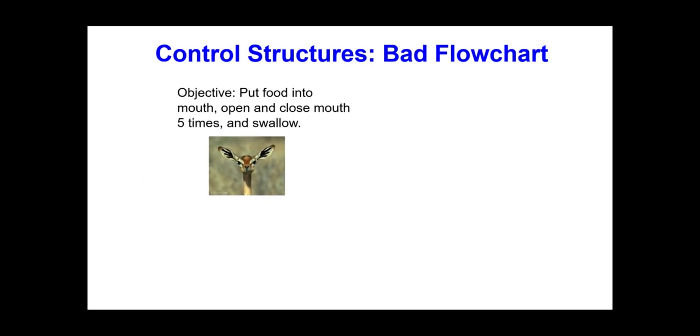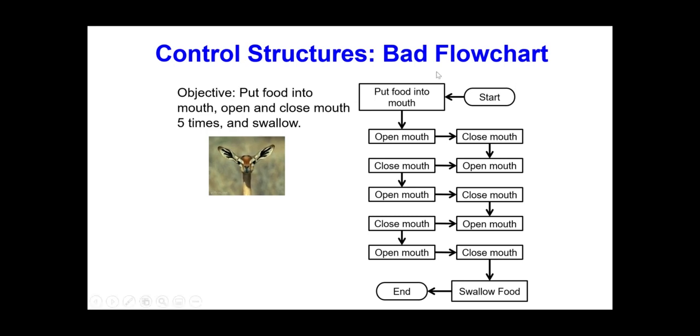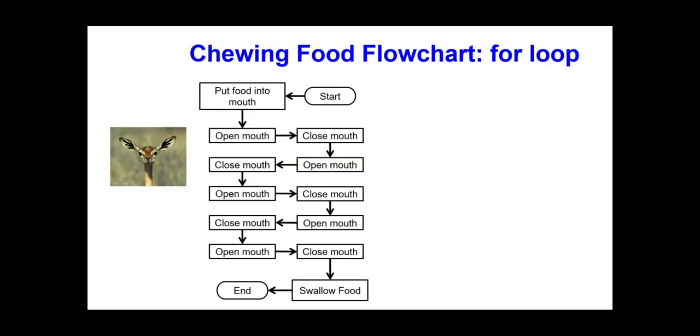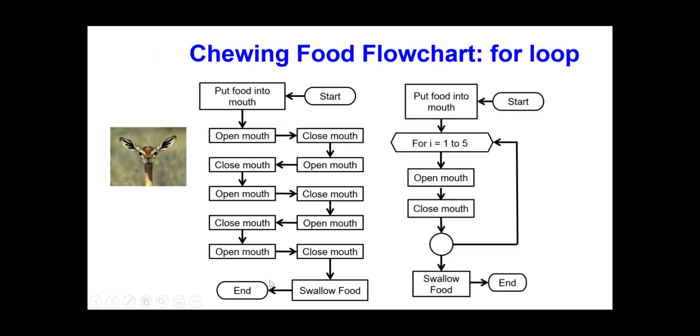Our next example of a control structure would be if you're having him open and close his mouth 5 times and then swallow. One way you could do this is to say start, put food in mouth, open mouth, close mouth, and repeat that for 5 cycles, and then swallow. But that's really redundant and provides a lot of opportunity to get things wrong. So instead, as an alternative, we can use a loop that would allow us to condense the logic of what's going on. We can replace these many different steps with a for loop in this case.